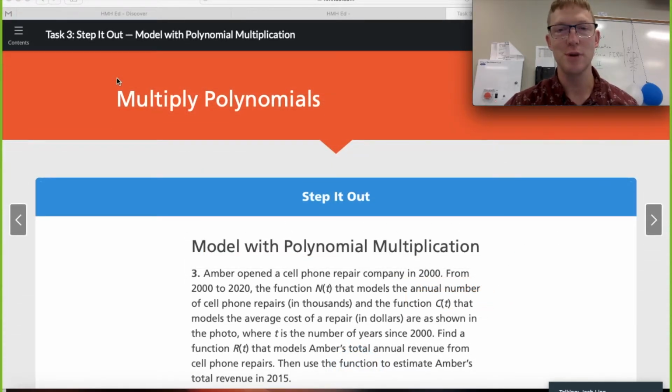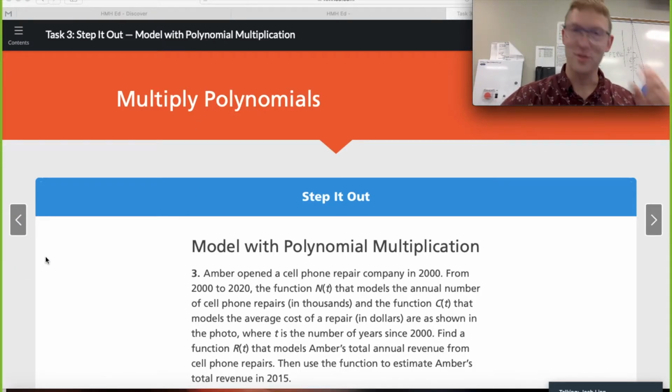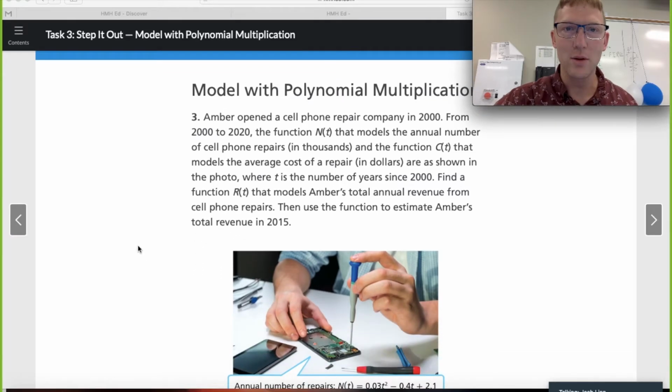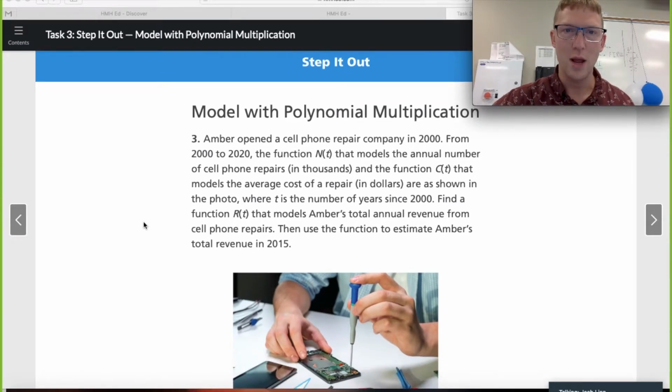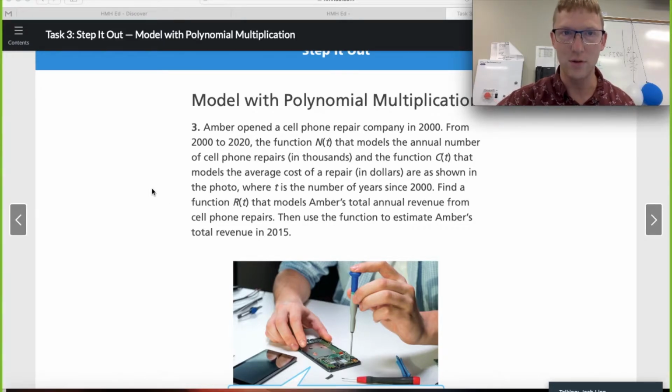So we're going straight into a real world example because you have plenty of examples in your homework. Model with polynomial multiplication. Amber opened a cell phone repair company in 2000. From 2000 to 2020, the function n of t that models the annual number of cell phone repairs in thousands, and the function c of t that models the average cost of the repair in dollars, are as shown in the photo, where t is the number of years since 2000. Find a function r of t that models Amber's total annual revenue from cell phone repairs.